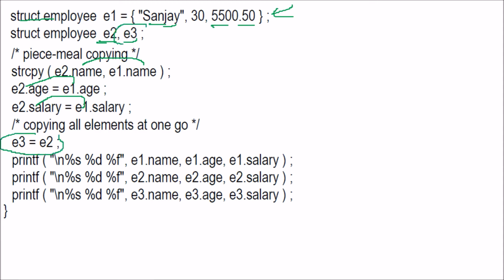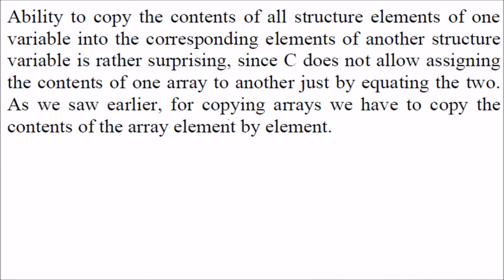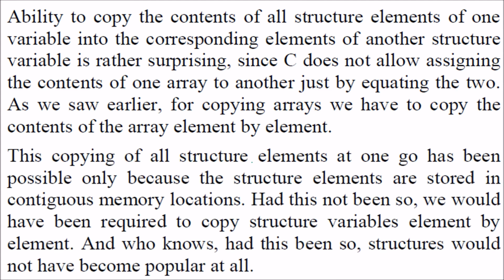So E2 we have initialized with the value of E1. Now E2 can be assigned directly to E3. So this is also possible, and this is how we can directly copy, just by equating.